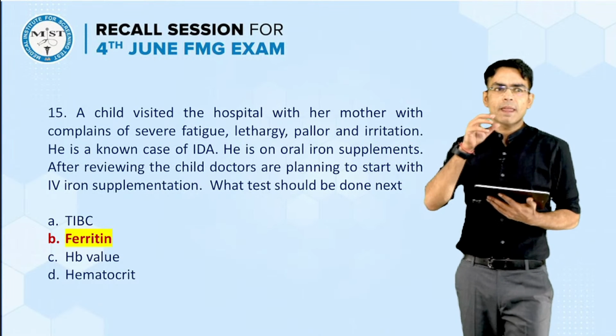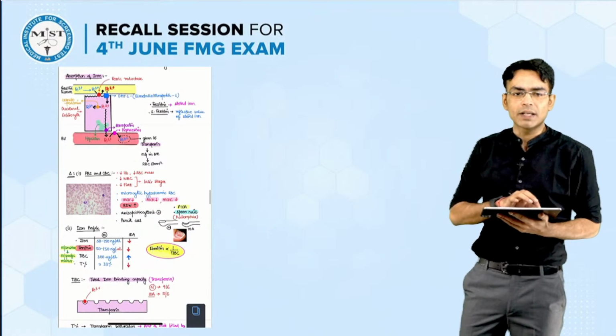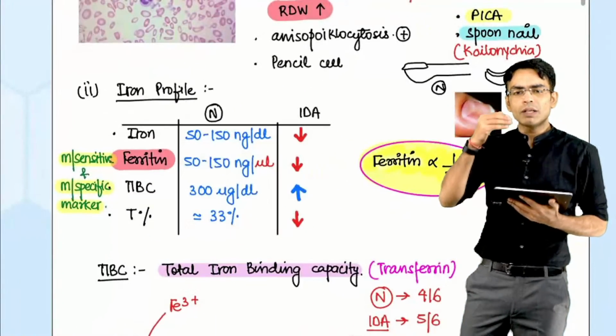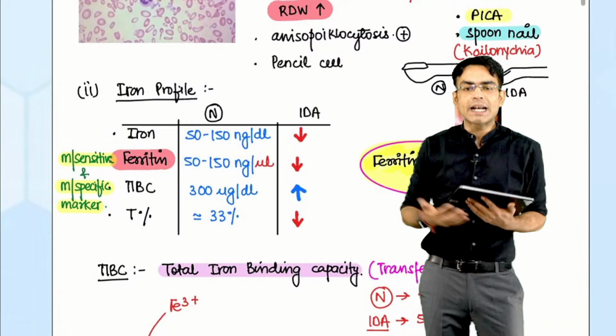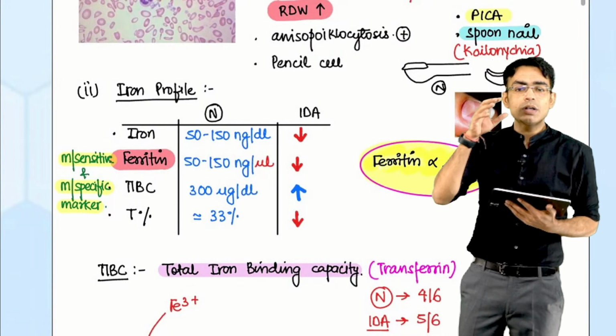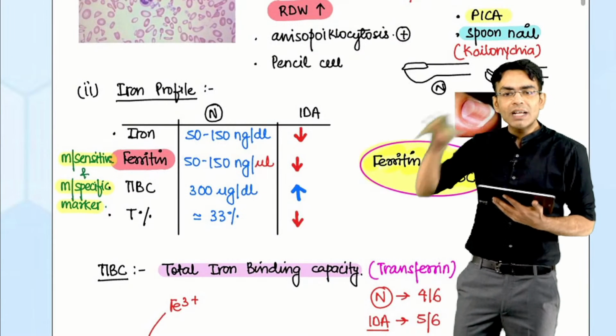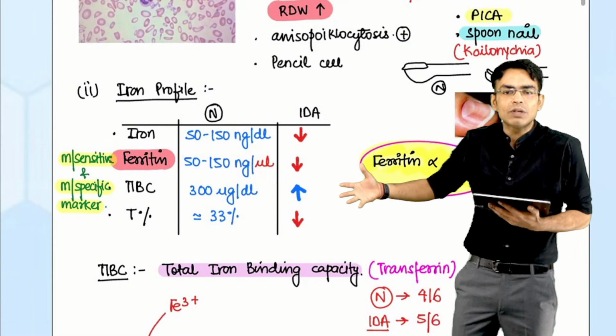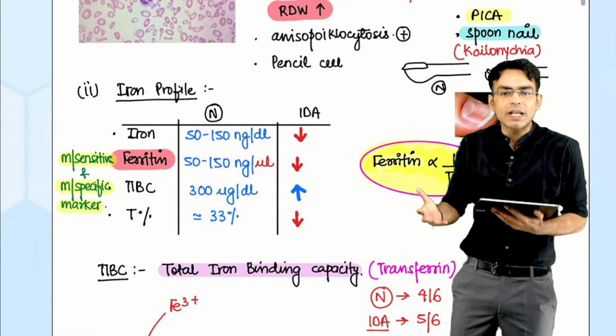Now, when we were discussing iron deficiency anemia in the classes, I told you that the best test for finding out iron deficiency anemia, when doing the iron profile, is the one that tells whether the iron stores are really depleted. You need to find out the iron stores.